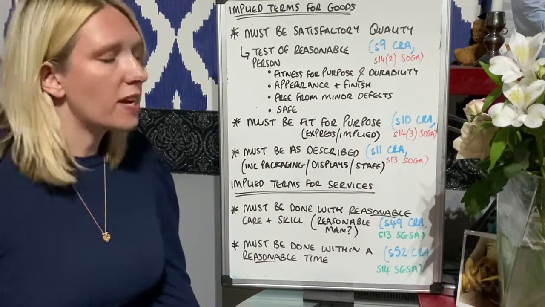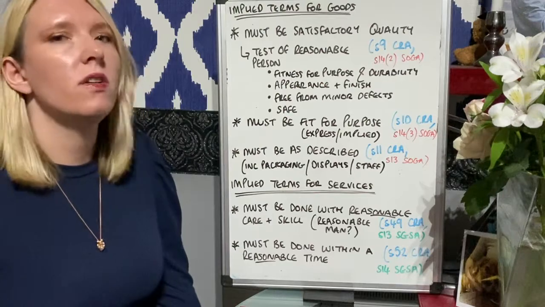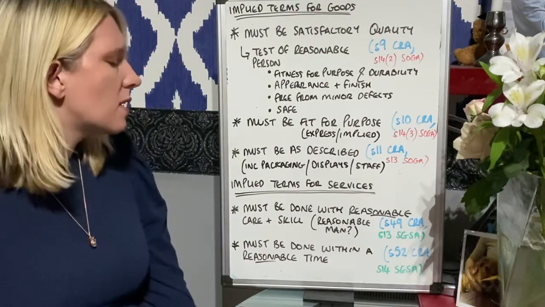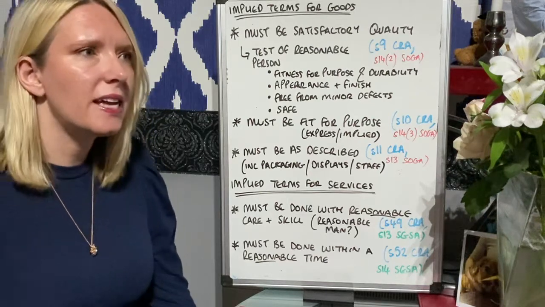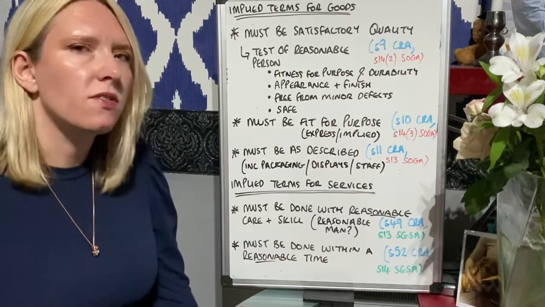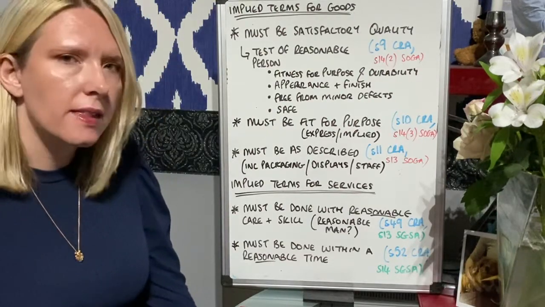So Section 49 of the Consumer Rights Act, or it was under Section 13 of the old law, the Supply of Goods and Services Act, said that all services must be done with a reasonable level of care and skill. And again, just think of it as kind of the reasonable man standard. Would a reasonable hairdresser have cut your hair like that? Would a reasonable plumber have fixed your washing machine like that?